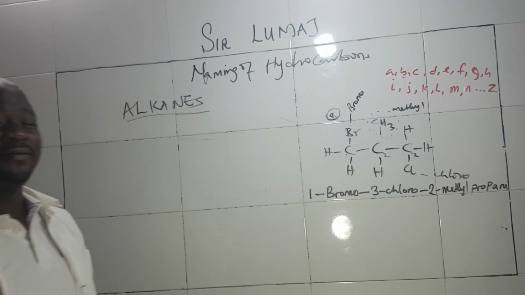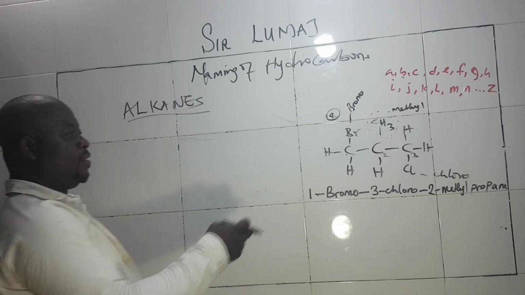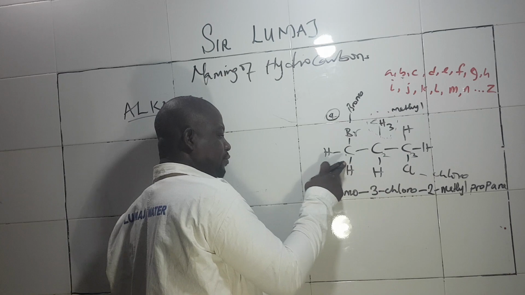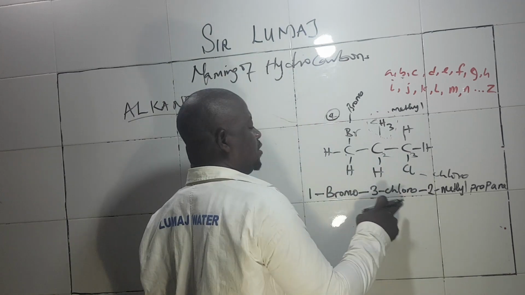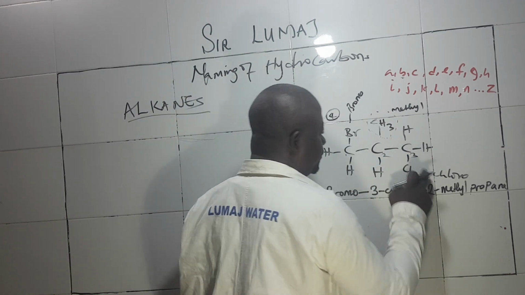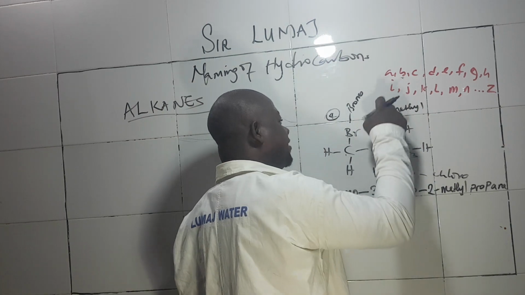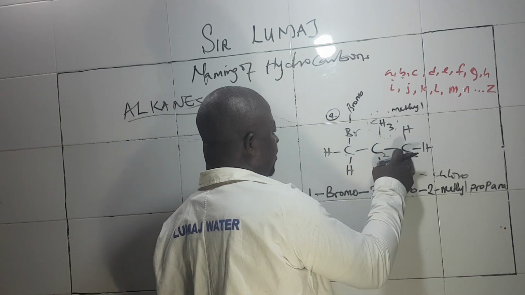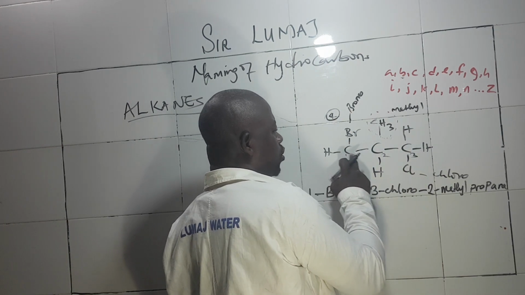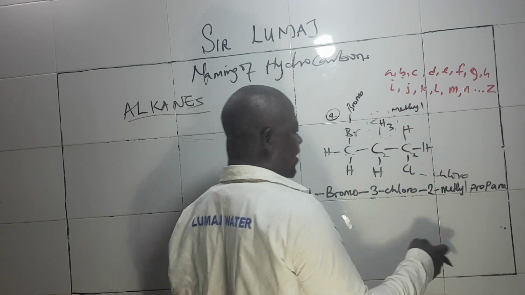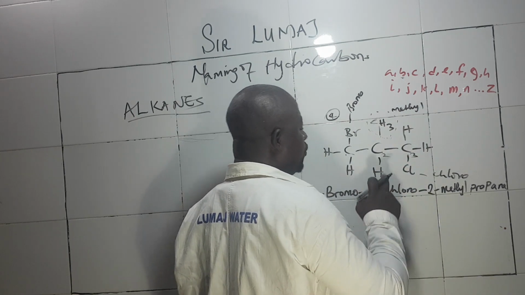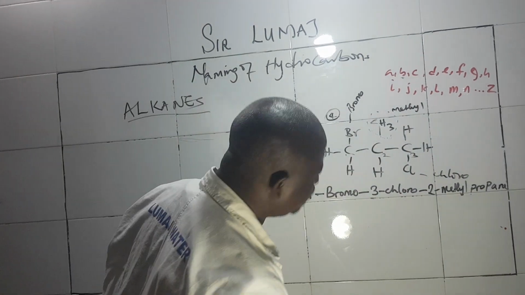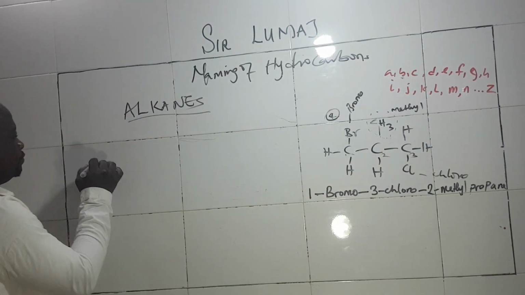Is there any magic? You can see the way I've solved it. 1 shows that the bromine is on carbon number 1. 3 shows that the chlorine is on carbon number 3. 2 shows that the methyl group is on carbon number 2. Then for the name of this, how many atoms do you have here? 1, 2, 3, which is a propane, and this is an alkane. So it will now be 1 bromo, 3 chloro, 2 methyl, propane. Very simple. So let me give us this to solve.